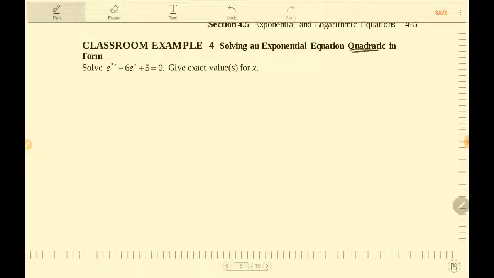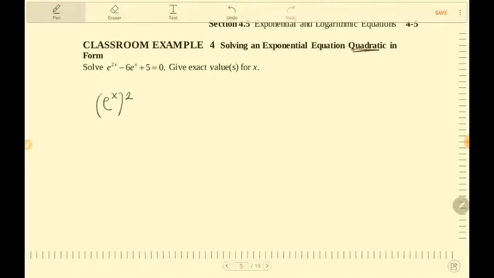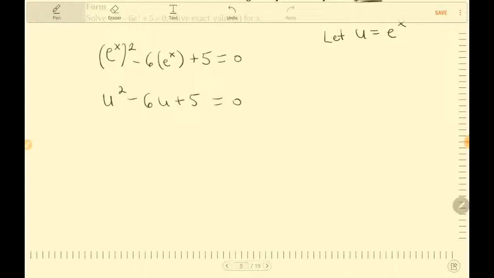So I see this and I think, okay, that's e to the 2x, which I can also write as e to the x times 2, or to the power of 2. And then I have e to the x right there next to the 6. So if I let u equal e to the x, then I can rewrite this as u squared minus 6u plus 5 equals 0. And then it's a quadratic that I'm accustomed to solving with x equals negative b plus or minus the square root of b squared minus 4ac.